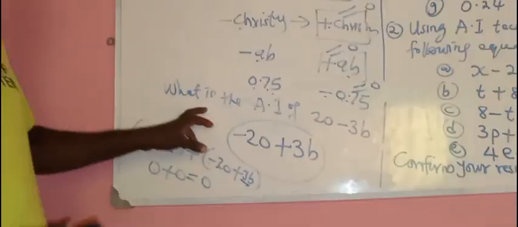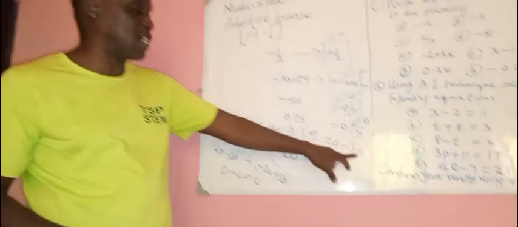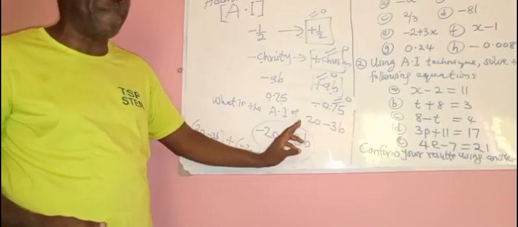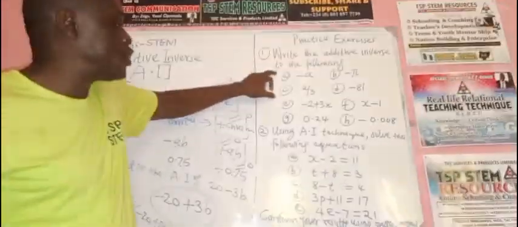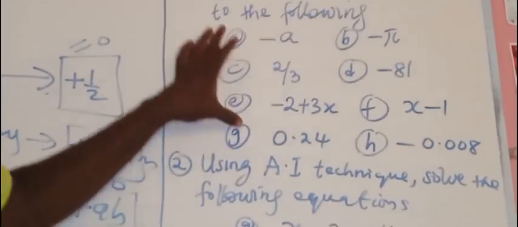If they give you something like this, what is the additive inverse of 20 minus 3b? Just look at the sign in front of each term and change it, okay? If it is plus, you change it to negative. If it is negative, you change it to what? Plus. So with this, you should be able to answer question number 1, A to H for me. Write the additive inverse to the following.